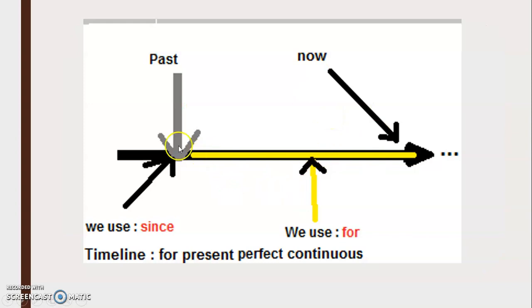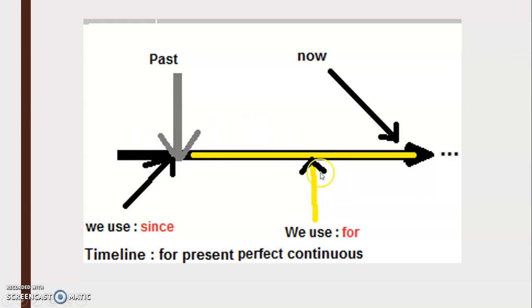Now look at this timeline. As I said just now, for present perfect continuous, the activity started in the past. So this moment here is the initial point where the activity happened. If you want to talk about a time when the activity started, we use the word since. After the word since, it has to be in past tense because this happened in the past. It has already happened.